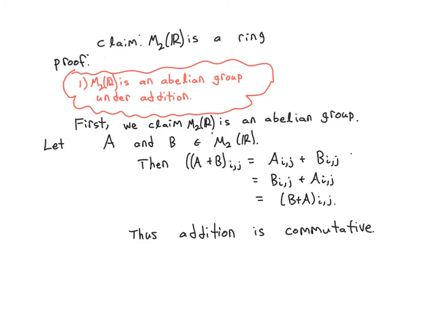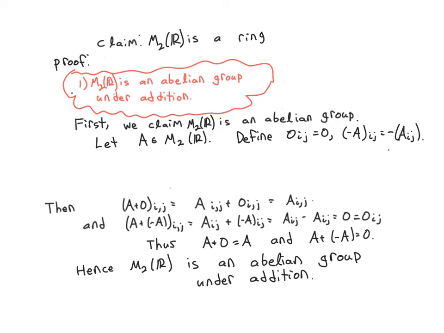Of course, to be an abelian group, you also have to have commutativity. So now you take two matrices. The ijth entry of A plus B is a sub ij plus b sub ij. Addition of real numbers is commutative, so we can change the order. And then that's just the ijth entry of B plus A. So these two matrices have the same entries, therefore they're the same matrix. And so addition is commutative.